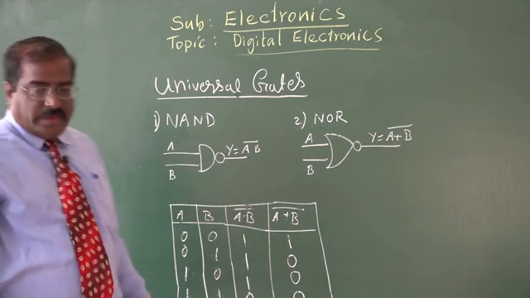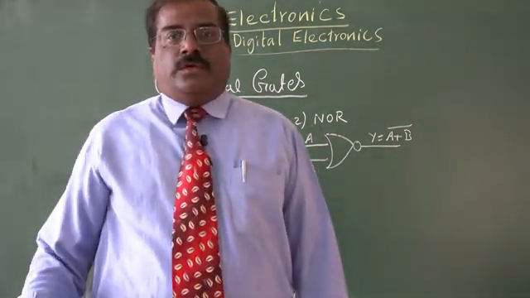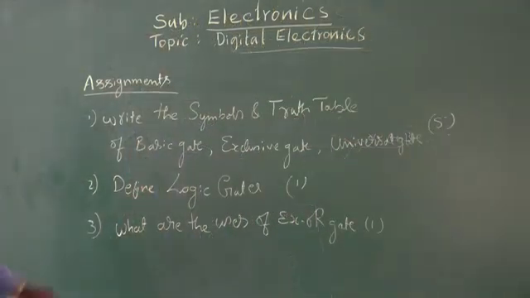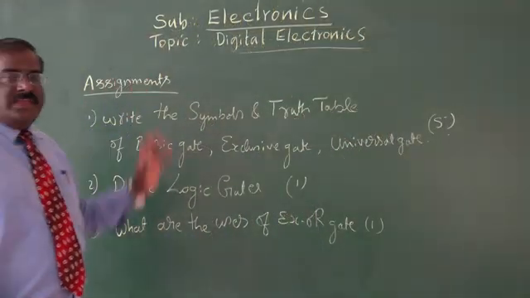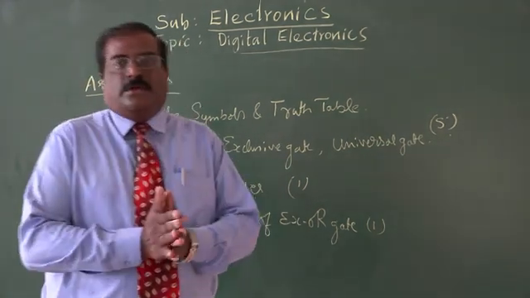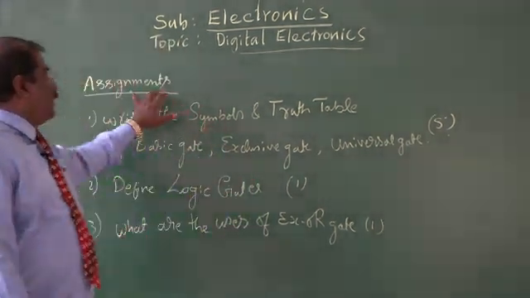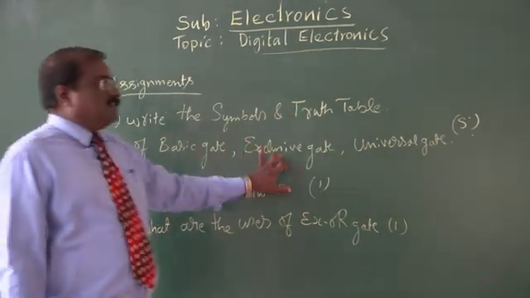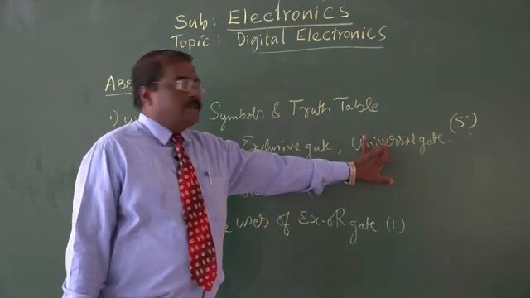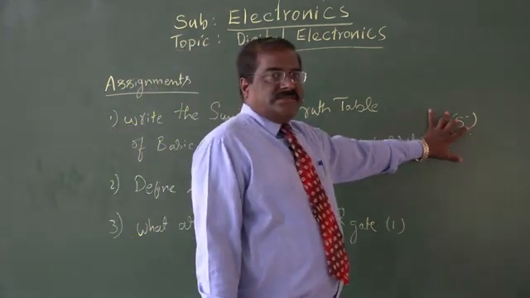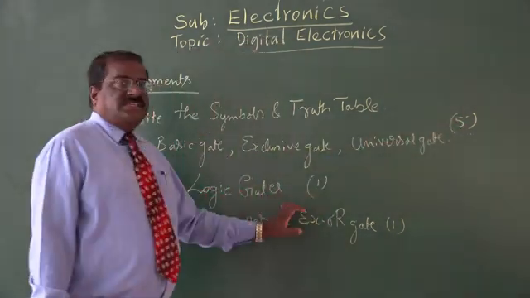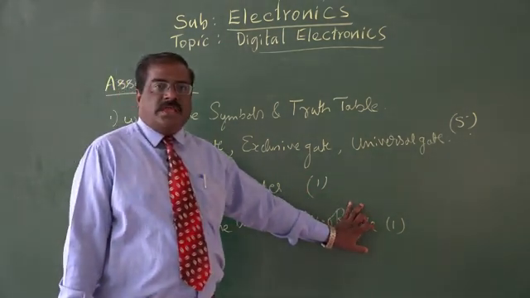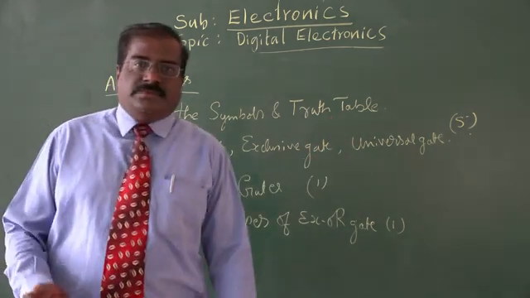This finishes the basic gates, exclusive gates and universal gates. Today we discussed the whole thing, and here are the assignments. Write the symbols and truth tables of basic gates, exclusive gates and universal gates, for up to 5 marks. Define logic gates, 1 mark. What are the uses of XOR gate? Write it neatly in a book and upload to the link provided.